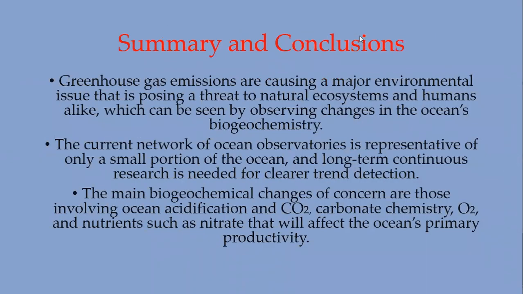So to summarize and conclude, greenhouse gas emissions are causing a major environmental issue that's posing a threat to natural ecosystems and humans alike. And this can be seen by observing changes in the ocean's biogeochemistry. Although the current network of ocean observatories is representative of only a small portion of the ocean, and long-term continuous research is needed for clearer trend detection, we can see with some certainty that the effects that are going on in the ocean due to human activity are not positive.